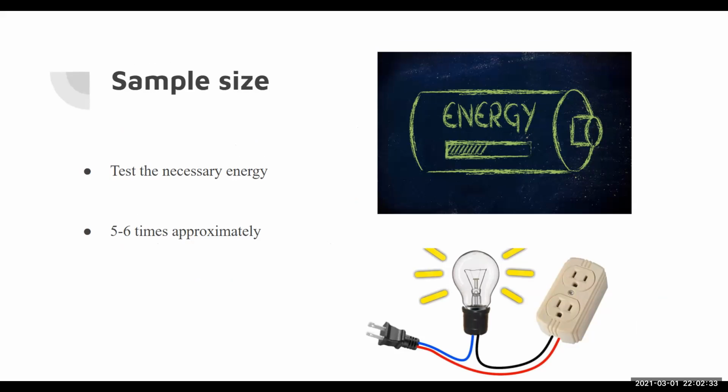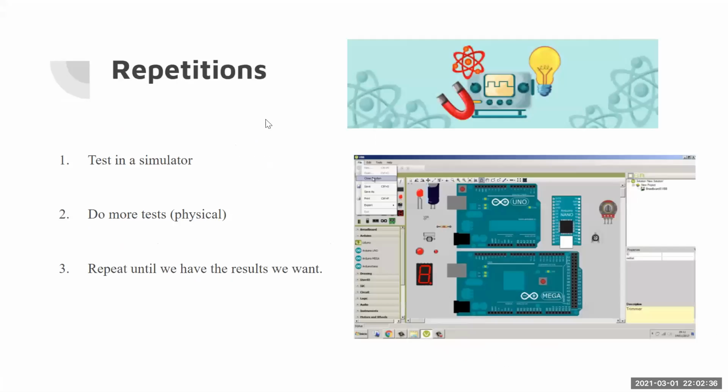The next one, in the repetitions, we are going to have some steps. In the first step, we are going to do some tests in a simulator until we obtain positive results in the simulator. Then, in the second step, we are going to start making physical tests with the same elements as in the simulator until we have the results we expect. And in the third step, we will repeat this test until the programming, the connections, and the robotics are well done.